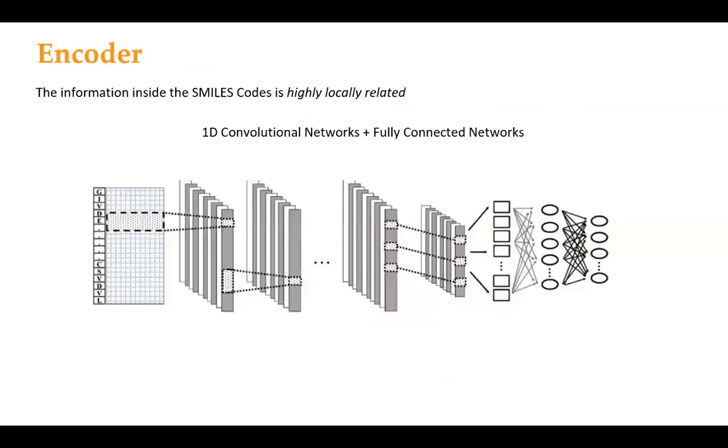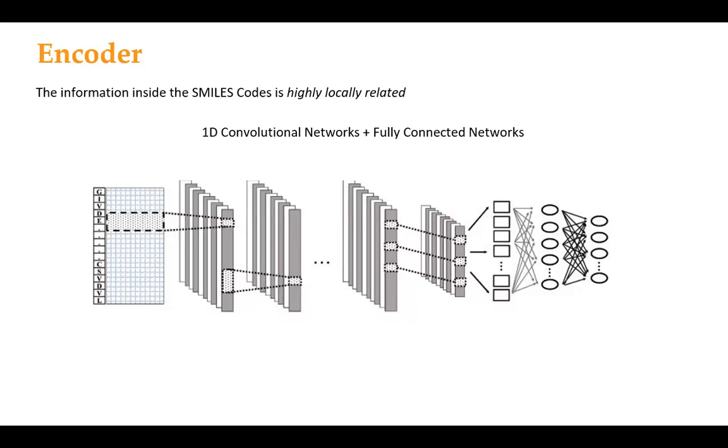In our case, it happens that SMILES codes are highly locally dependent. So this means that nearby characters have a lot of information shared between them with respect to faraway characters. So that's why the first layers of our encoder are one-dimensional convolutional networks. And then we can combine some of them and end up adding fully connected networks at the end, which will of course give us two values, the mean vector and the standard deviation vector.